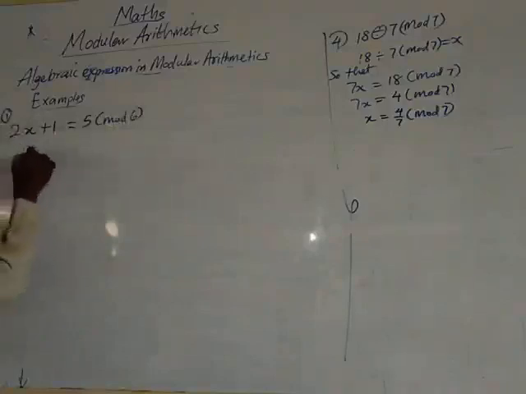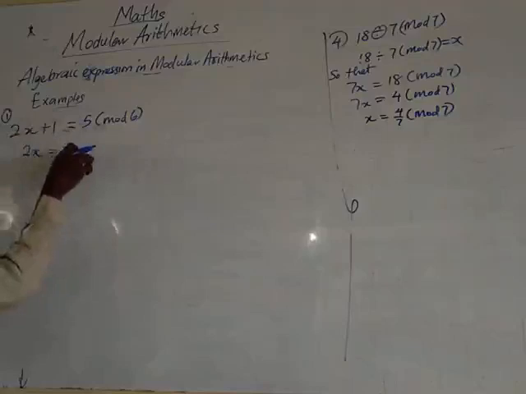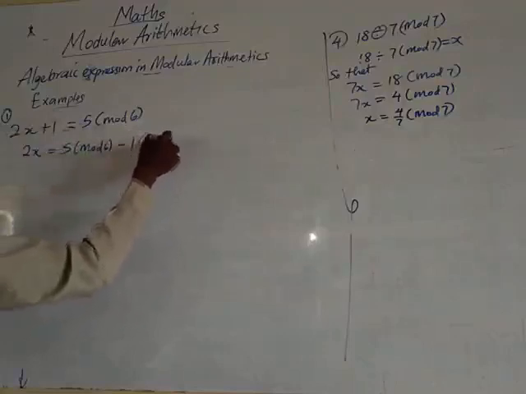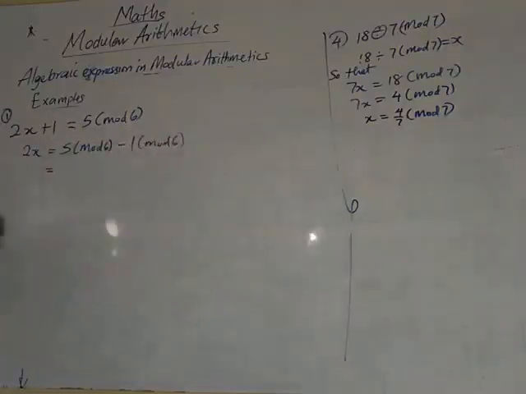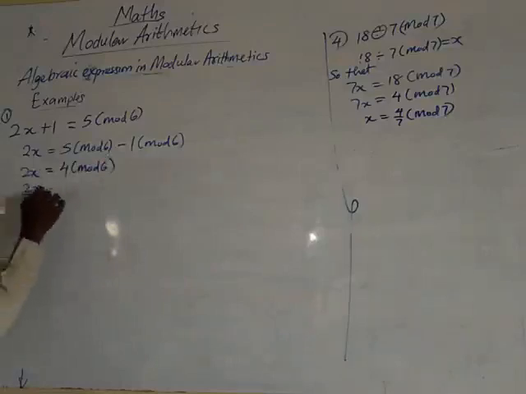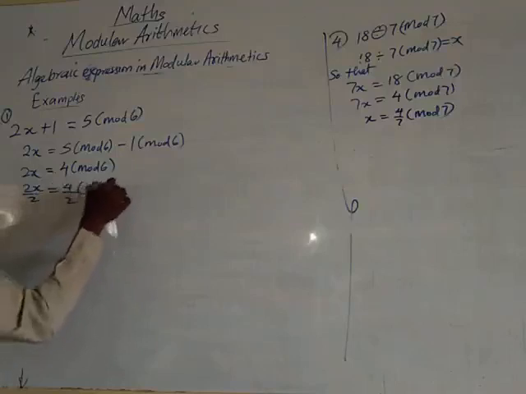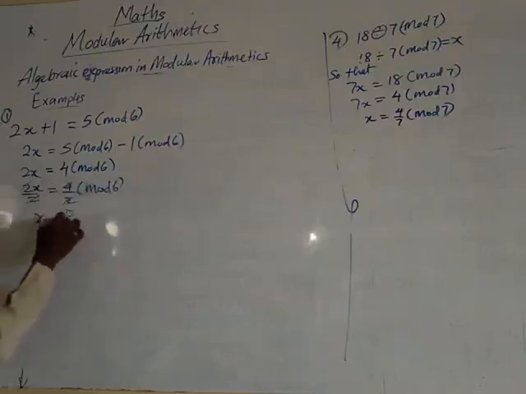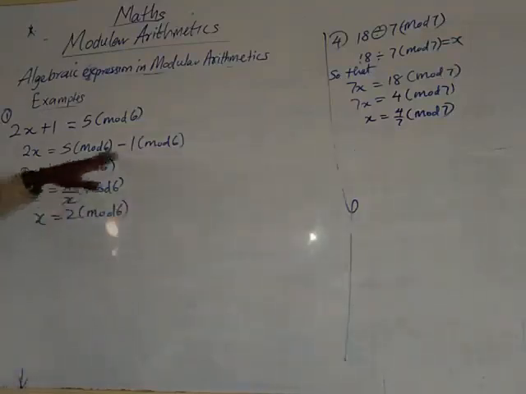So having this, now we have 2x equals 5. 1 is moving to the other side, which will give me 5 mod 6 minus 1 mod 6. This is easily possible. 5 minus 1 will give me 4 mod 6. So we're having 2x equals 4. 2 is a perfect divisor, so dividing both sides by 2, we have x equals 2 mod 6. Meaning I'm applying the method of subtraction and division in modular arithmetic.